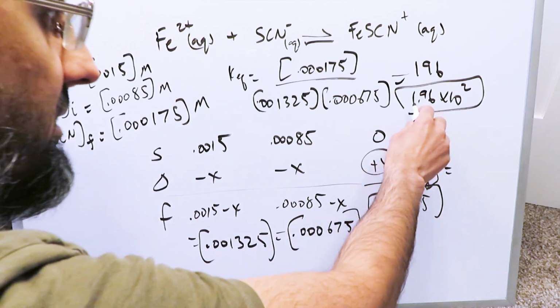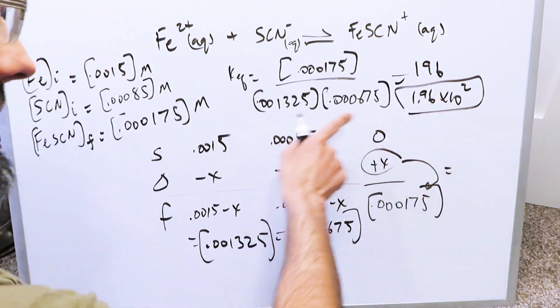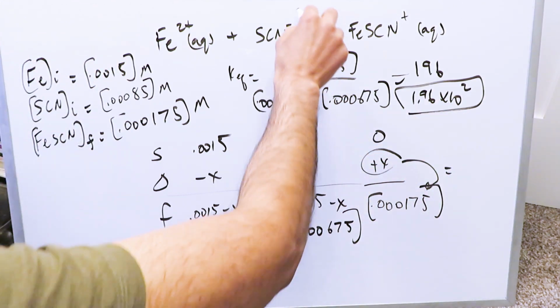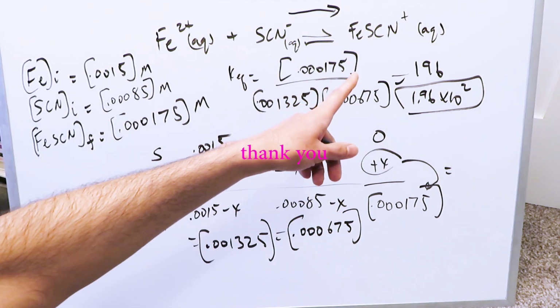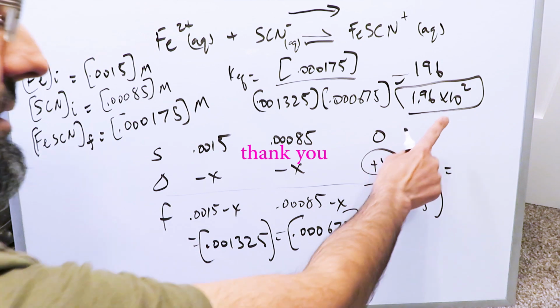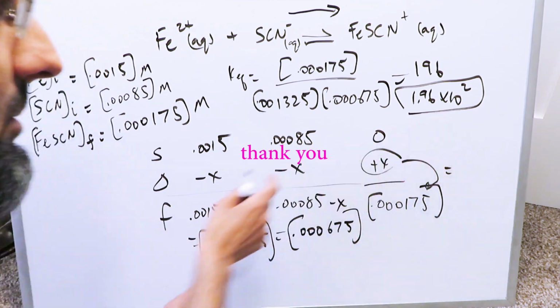Since this value is a positive value, a large value, it tells you that everything here is going to proceed in this direction because this reaction is favorable. The formation of that complex is a favorable reaction, and you can see that by a high equilibrium constant value.